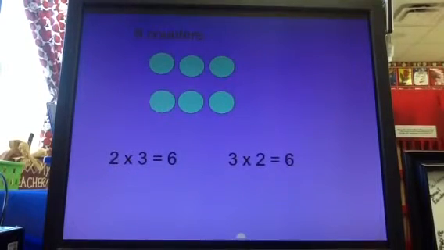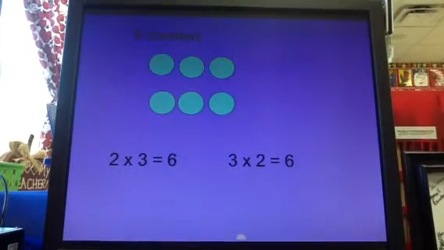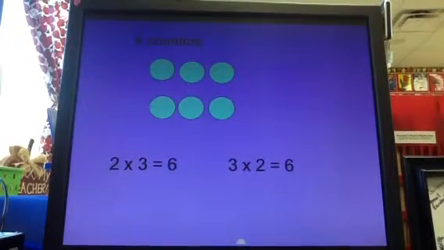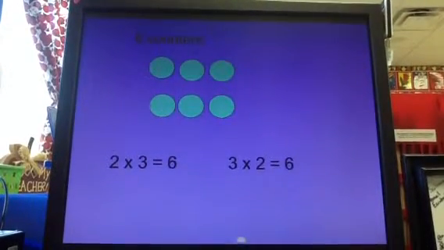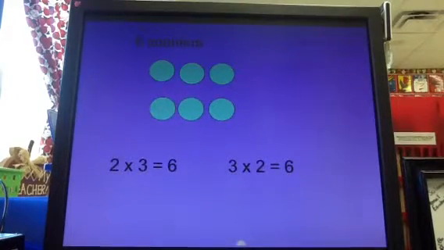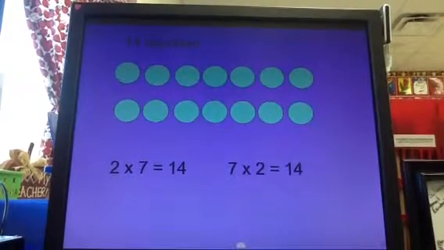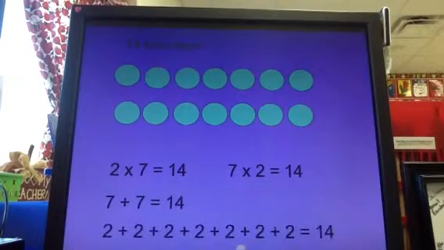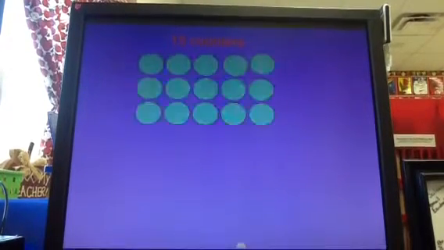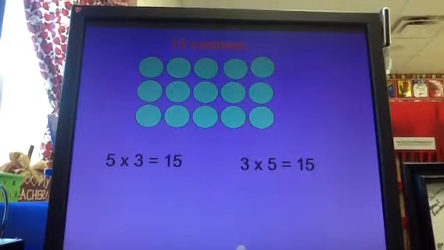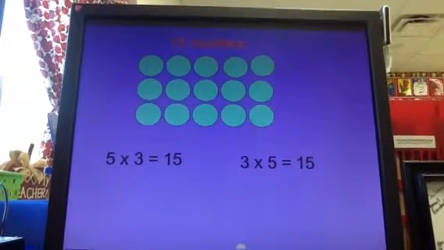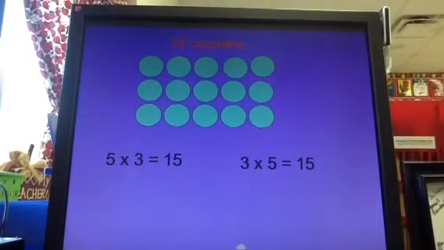With 6 counters, you could have come up with 2 rows with 3 in each. 2 times 3 equals 6, or 3 times 2 equals 6. You could have also come up with 1 times 6 equals 6, and 6 times 1 equals 6. For 14, you would have come up with 2 times 7 equals 14, or 7 times 2 equals 14. Again, you could have always come up with 1 times 14 and 14 times 1. For 15, you should have come up with 5 times 3 and 3 times 5. Also, you could have come up with 15 times 1 and 1 times 15.